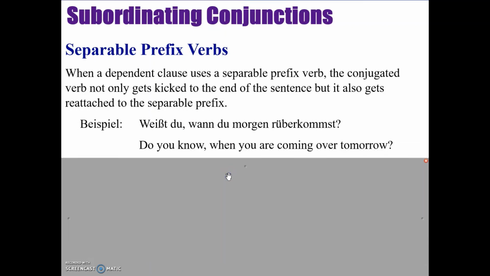Weißt du, wann du morgen rüberkommst? Do you know when you're coming over tomorrow? If we had a standalone sentence, wann kommst du morgen rüber? When are you coming over tomorrow? Now that we've put this into a subordinating conjunction, weißt du, wann du morgen rüberkommst? Our kommst gets kicked to the end. We reattach rüber.